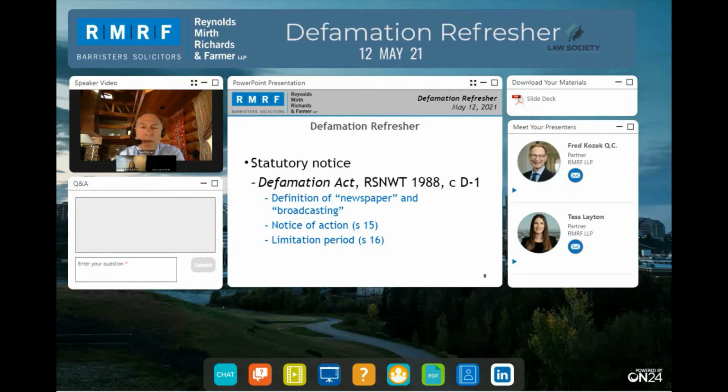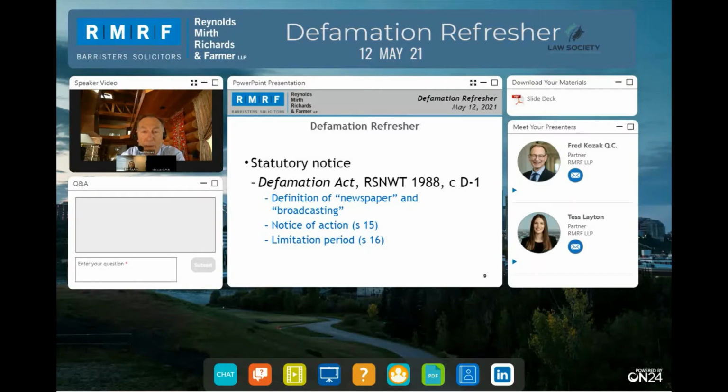Notice provisions are really important in defamation cases, and with the advent of internet and archived publication information, it's gotten a lot more complicated. So under your Defamation Act, Section 15 says that if you're suing a newspaper or a broadcaster, you have to first provide notice of your intention to sue that entity. And that notice must be given within 3 months of the date of the publication or broadcast.